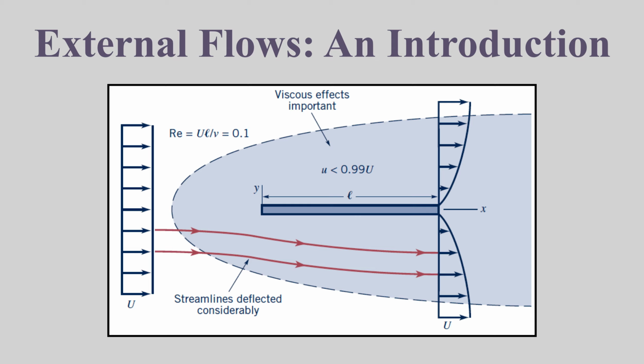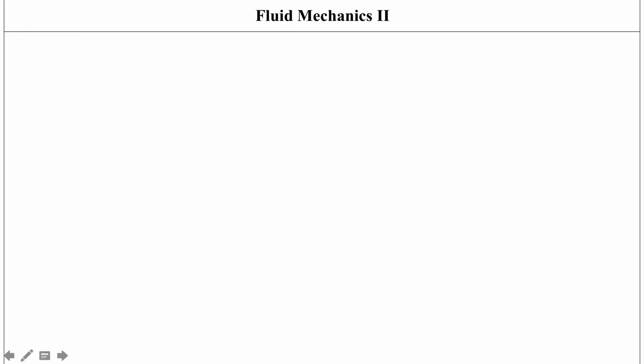In this video, we're going to identify and discuss the features of external flow. So the first thing that we need to answer is, what is external flow? Well, any situation where the object is completely surrounded by a fluid is termed an external flow. And then there are different types of external flows too.